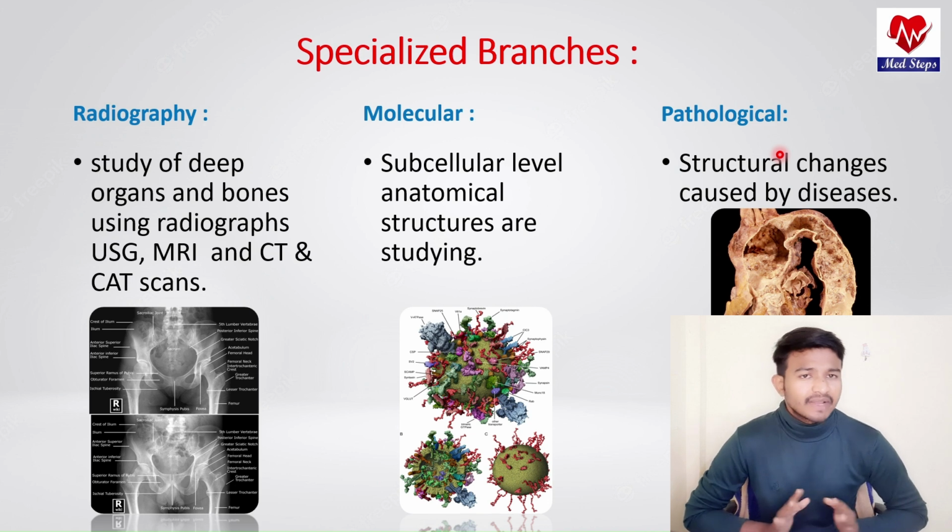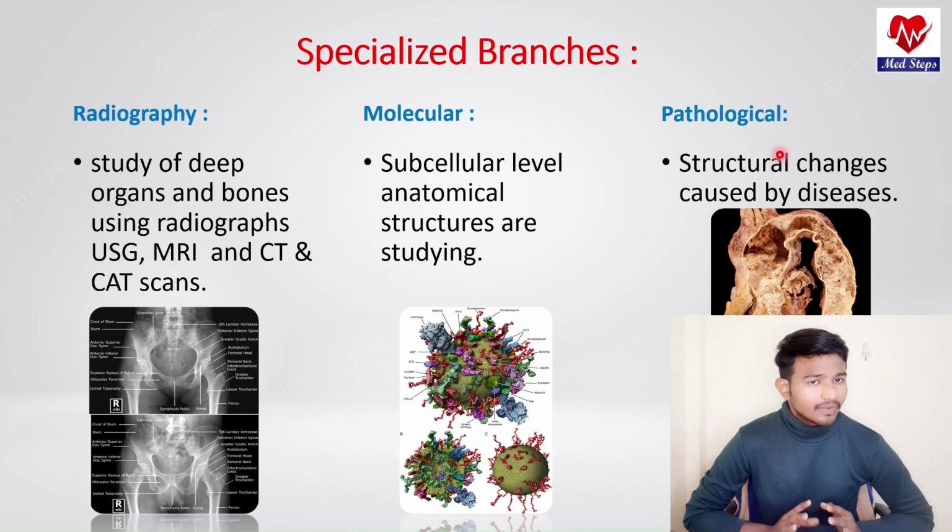Next, specialized branches. The specialized branches are divided into three parts: radiographic anatomy, molecular anatomy, and pathological anatomy. Radiographic anatomy is the study of deep organs, because we can't see them with our naked eye. Inside of the body, we can observe only through imaging. So, we can study organs and bones using radiographs, ultrasonography, magnetic resonance imaging, and computerized tomography.